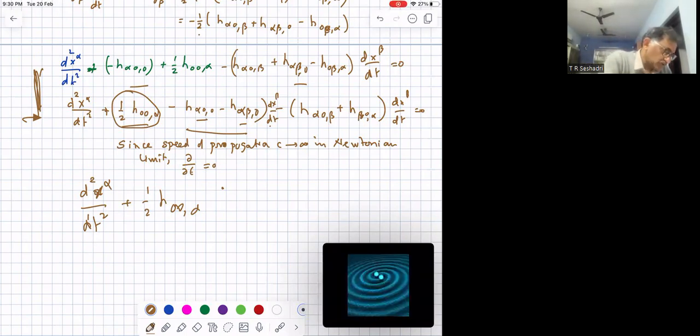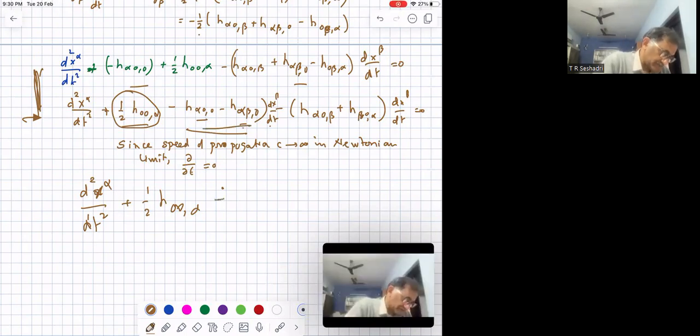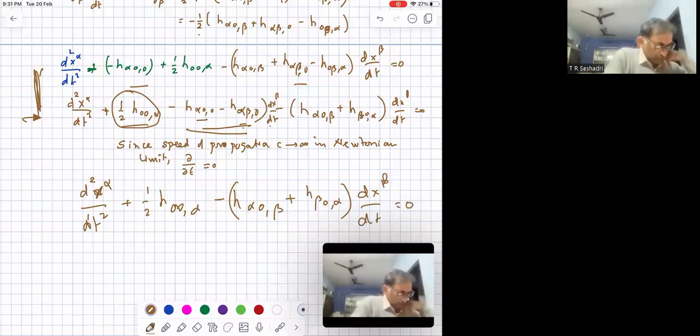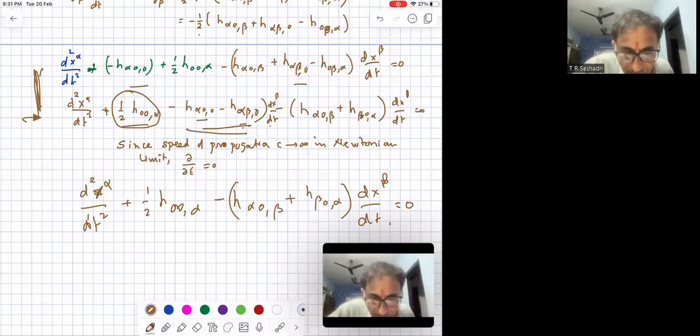Okay, so now these two I'll neglect, but this is what worries me a bit. Let me just see that. So this is equal to H alpha 0 comma beta plus H beta 0 comma alpha dx beta by dt equal to 0. Now I want to get rid of this. Just a minute. Do I do that? I'll just check. Just a minute. I'll check that I'm just missing some.